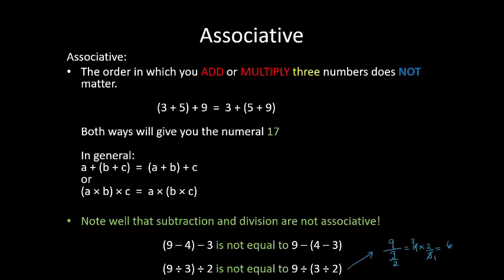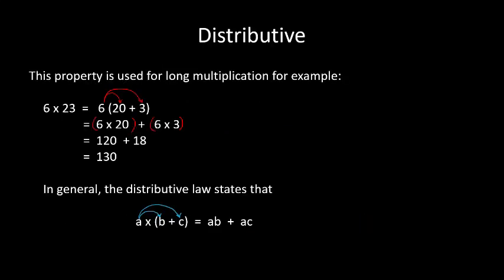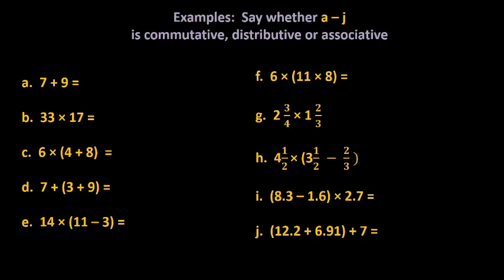Associative deals with the multiplication or addition of three numbers, where the brackets can be placed anywhere and you still get the same answer. Distributive deals with the multiplication of numbers that are either being added or subtracted in brackets. So let's try these again. I'll do the first 3 for you. So let's work together, and then you do D, E, F, G, H, I, J by yourself.